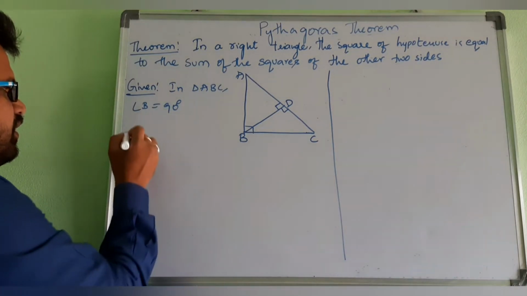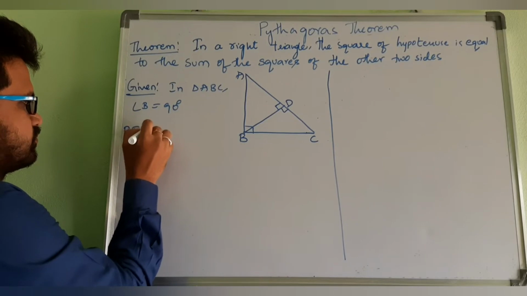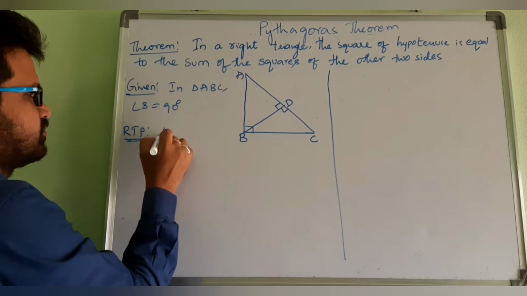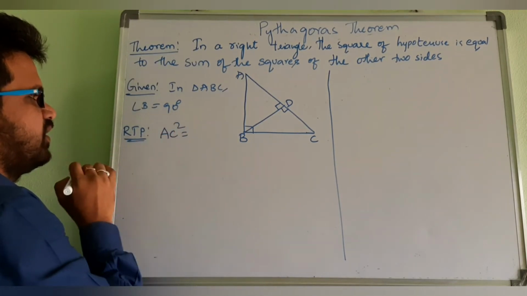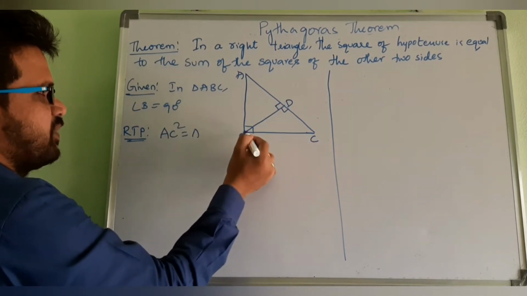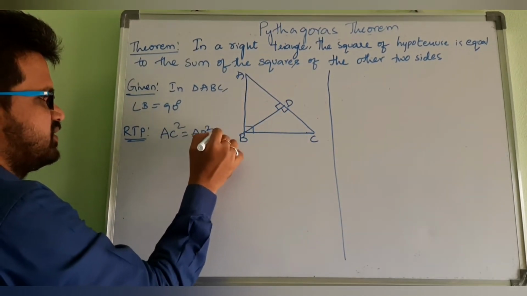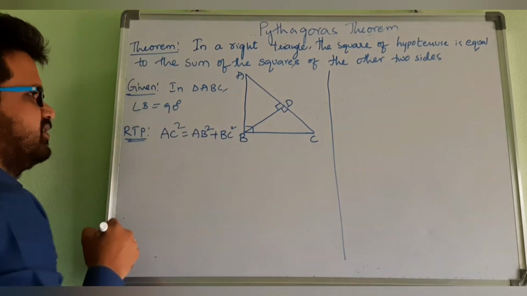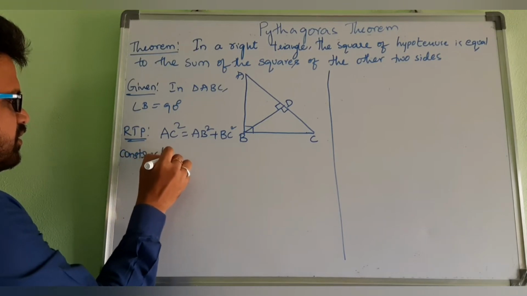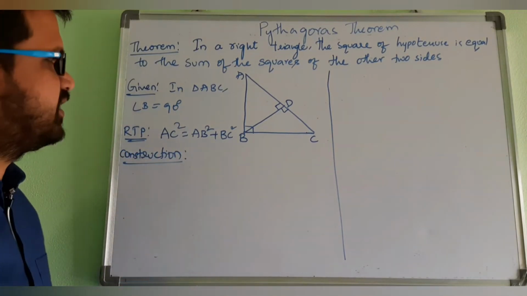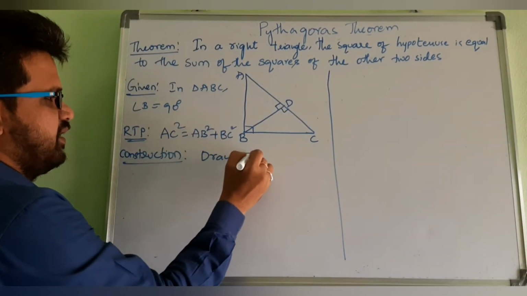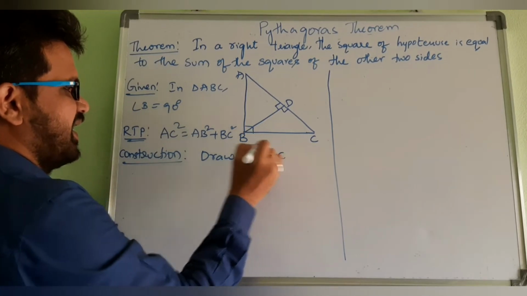That is given. And what we have to prove? The square of the hypotenuse, AC square, is equal to the sum of the squares of the remaining two sides, that is AB square plus BC square, or BC square plus AB square. This we have to prove. What is the construction here? We have drawn a perpendicular to the hypotenuse. Draw BD perpendicular to AC.